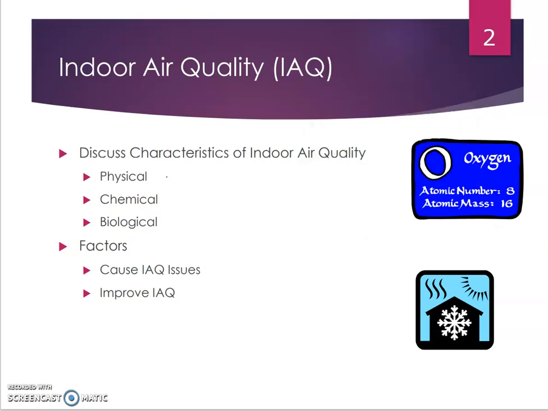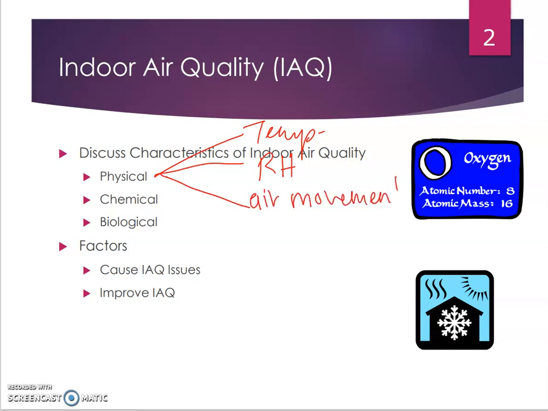in the physical parameter, which is the first one, the temperature. And then we have the RH or relative humidity, and also air movement. So in the physical parameter of temperature, we need to know in a space or in any area what is the temperature that we have in that particular space.